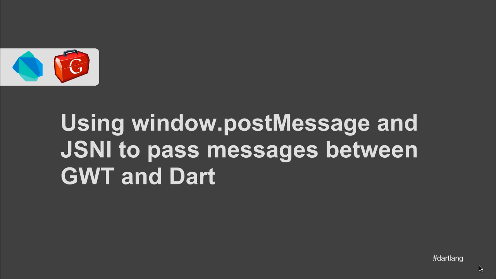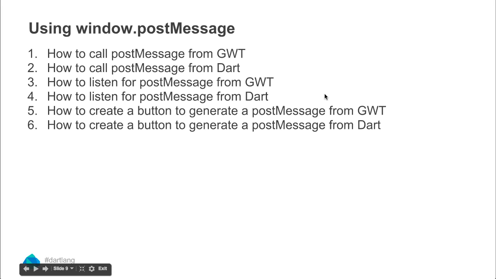It's also one way of getting Dart and GWT to talk to one another. They could simply pass messages back and forth. However, since GWT doesn't have native support for window.postMessage, I'll need to use JSNI, GWT's JavaScript Native Interface. In the following, I'm going to show you 6 pieces of code. How to call postMessage from GWT and then from Dart, how to listen for postMessage from GWT and then from Dart, and how to create a button to generate a postMessage from GWT and then from Dart.